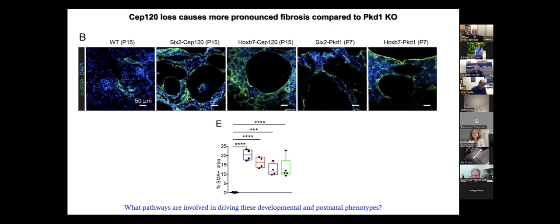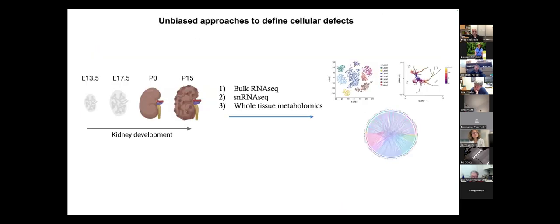So again, it more closely resembles the human disease phenotypes for this gene than an ADPKD mouse or a cilia loss mouse model. So this was just some basic phenotyping, of course, and we wanted to get some unbiased views of what pathways are affected when we knock out CEP120 and disrupt centrosome biogenesis that are driving these phenotypes. And so we've come at this using multiple different ways.